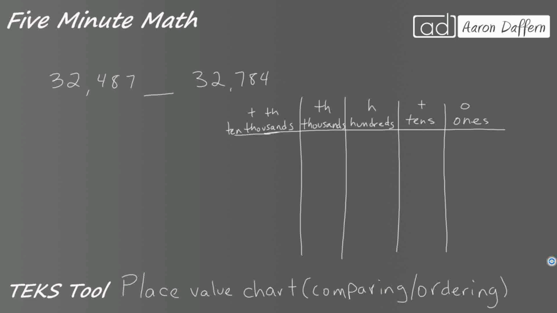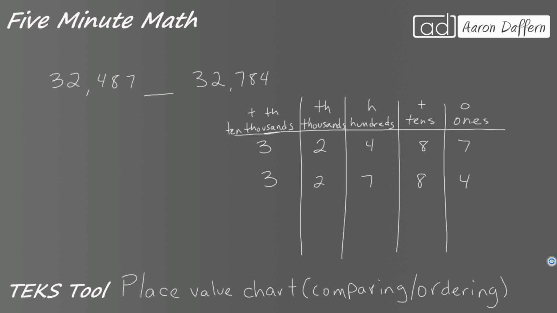So I want to build both of these numbers. So I'm going to go from left to right. First, I need to make sure I have enough spaces in my place value chart. Each of these numbers has 5 digits. I've got 5 spaces, so I'm good. So we're going to just go ahead and build it. 32,487. So that's 3 10,000s, 2 1,000s, 4 100s, 8 tens, 7 ones. Then we are going to build the second one. 32,784. That's 3 10,000s, 2 1,000s, 7 100s, 8 tens, and then 4 ones.